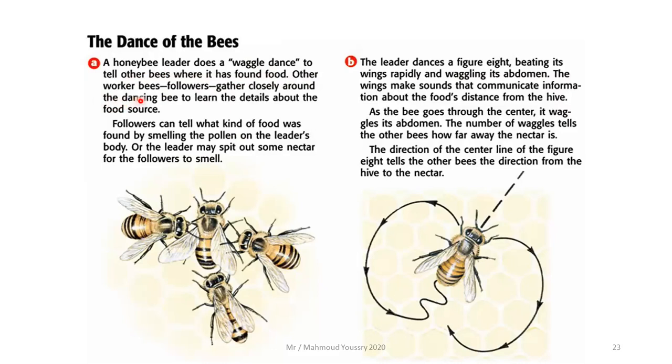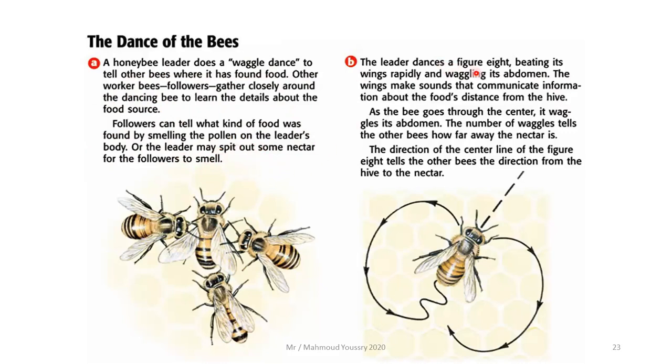Other worker bees, the followers, gather closely around the dancing bee to learn the details about the food source. Followers can tell what kind of food it is. They can know the type of food by smelling the pollen grains that stick to the body of their leader. And also, the leader may spit out some nectar for the followers to smell. This is how they know the type of food.